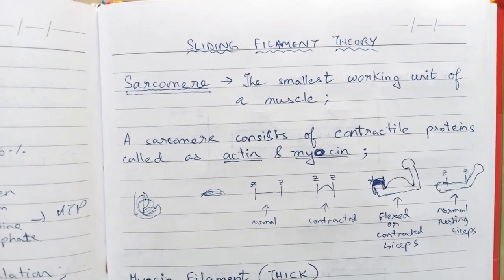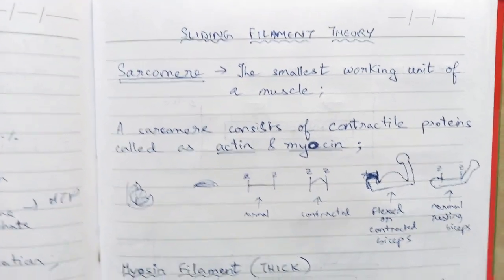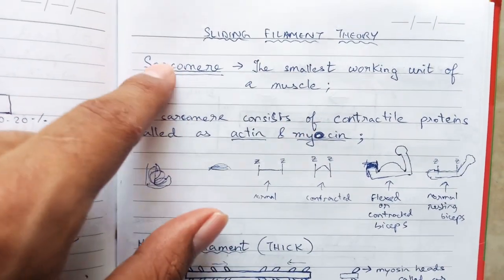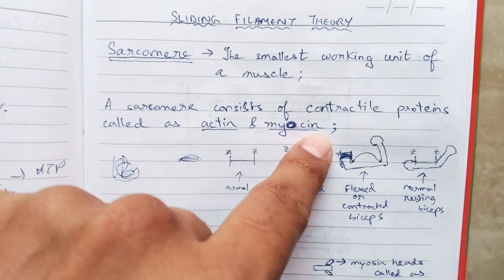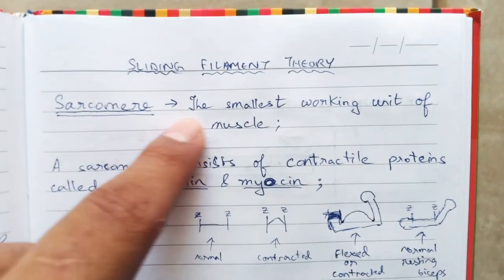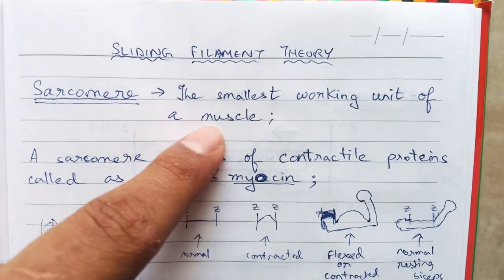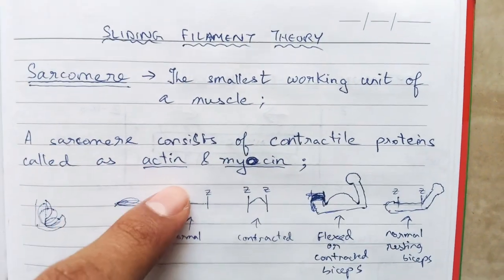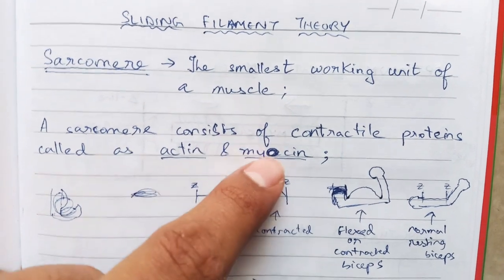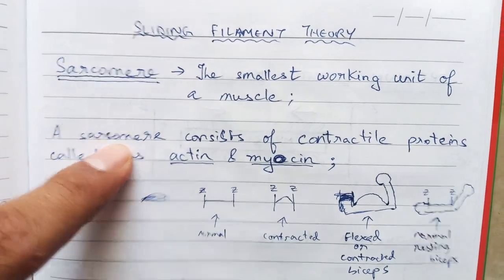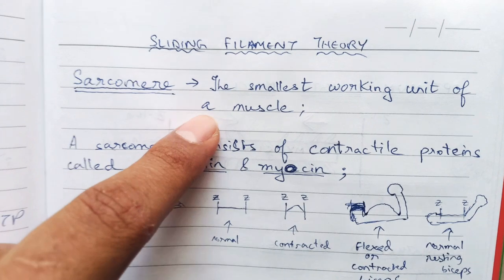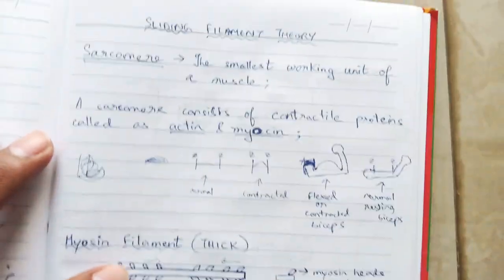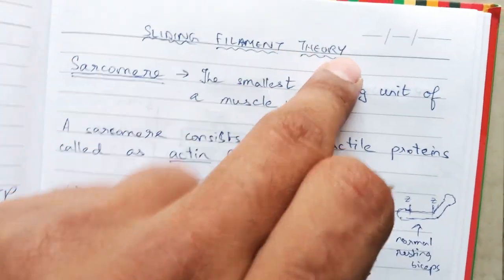So let's take a look at my notes. This is the note that I made on sliding filament theory. These are the terms that you need to know in order to understand this: sarcomere, actin, myosin. What is a sarcomere? It's the smallest working unit of a muscle. A sarcomere consists of contractile proteins called actin and myosin. So actin and myosin are present inside a sarcomere, and a sarcomere is present inside a muscle. It's the smallest working unit of a muscle. This is the basic definition that you need to know in order to understand sliding filament theory.